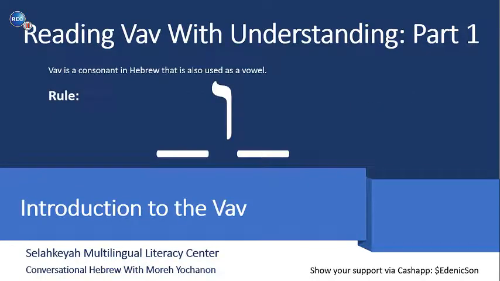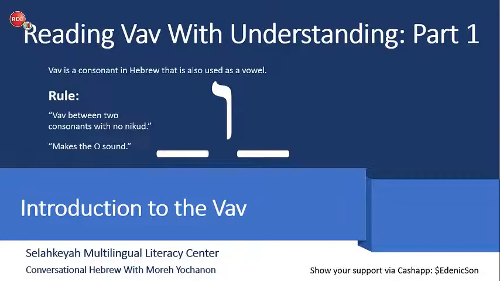So, rules. Let's deal with this rule. Vav is a consonant in Hebrew that is also used as a vowel. The rule that you need to remember: Vav between two consonants with no nikud marks, it is always going to make an O sound.